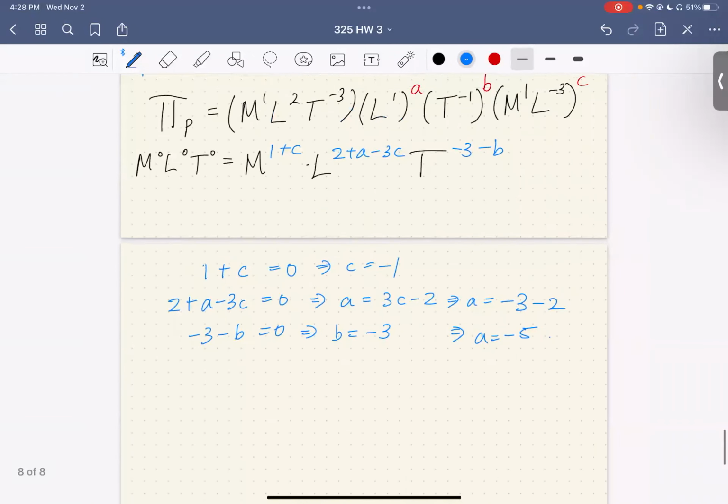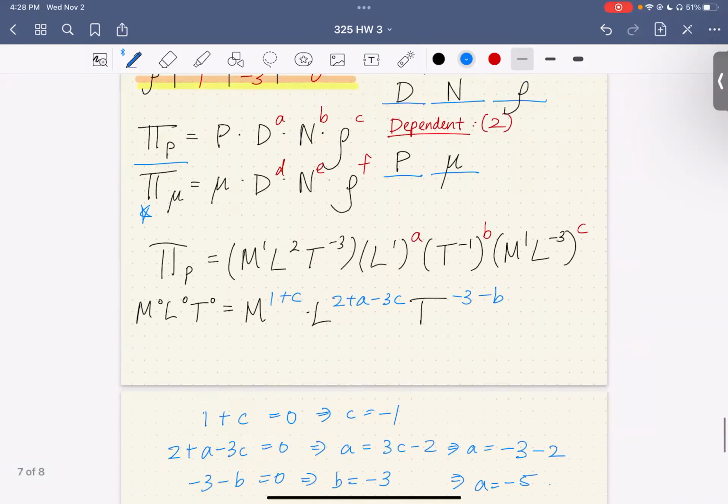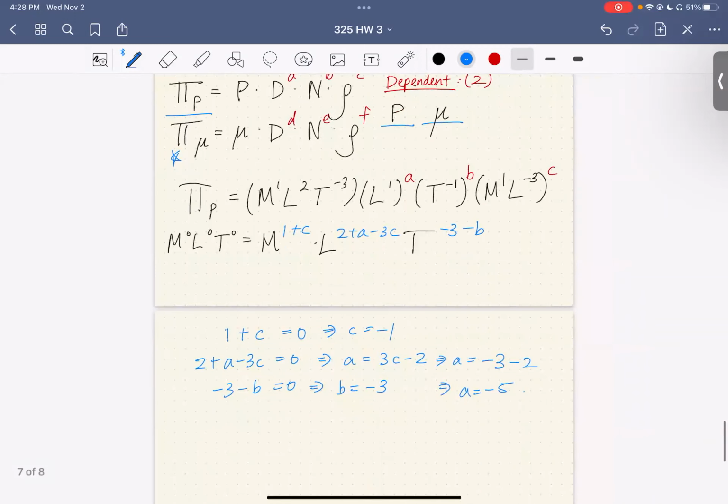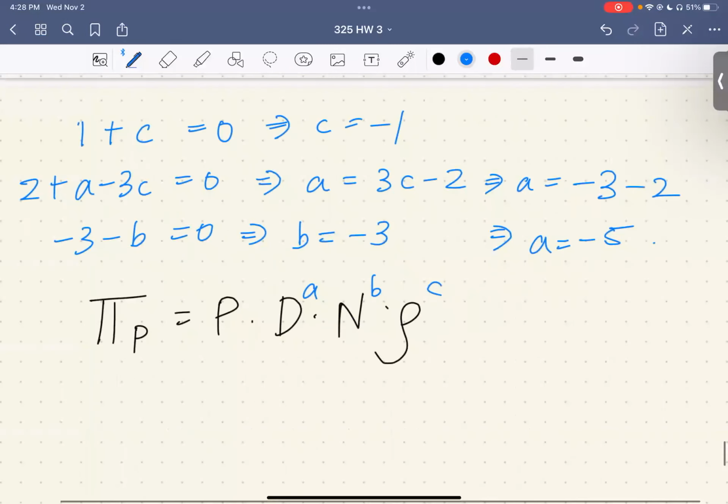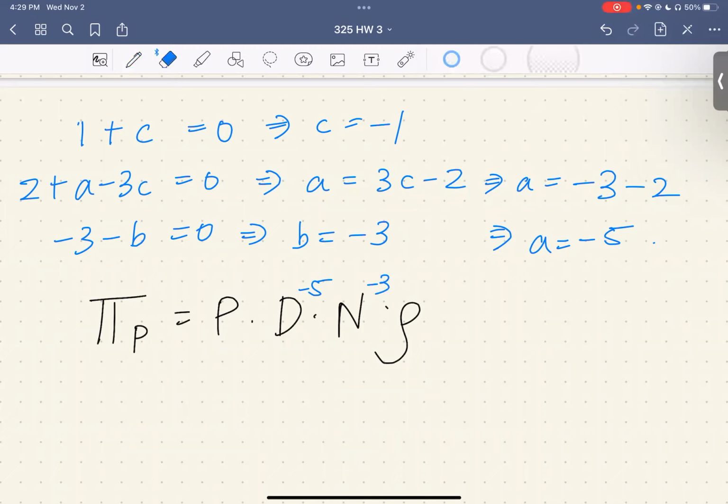Okay, so that means if we go back up here, we have pi P power equals power times D times N times rho. Then now we put in those A, B, and C's. We have A, B, and C, right? So we're going to put it in for each one. A is equal to negative 5, N is equal to, sorry, negative 3, rho, we have negative 1.